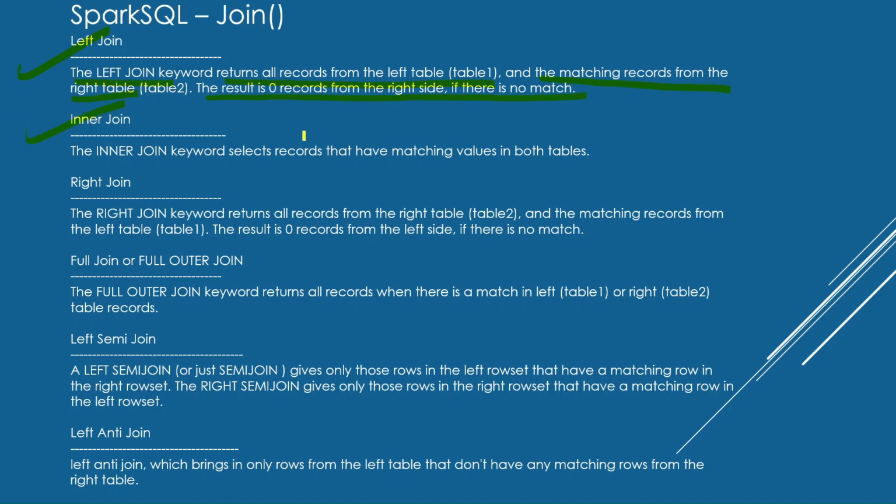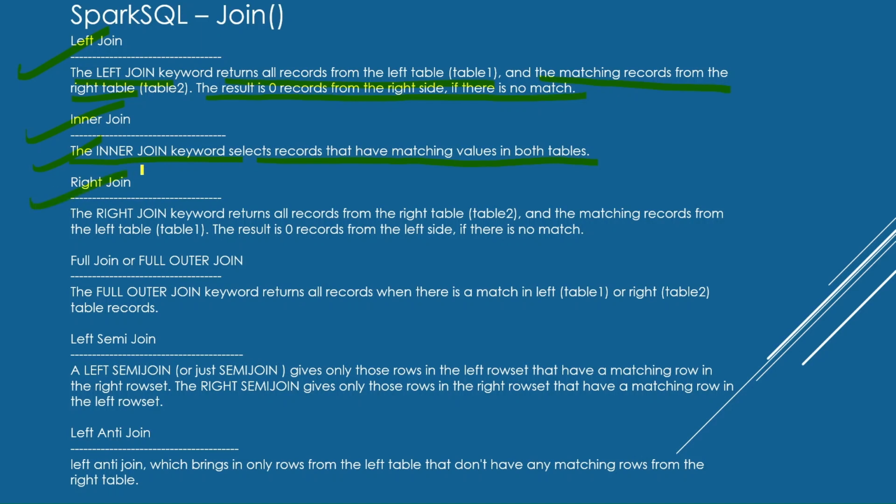Let's discuss the inner join. The inner join keyword selects records that have matching values on both sides. So if we are joining two tables based on a particular column, if matching records are there, then only those records will be fetched if the join is inner. If no records match, then 0 records will be returned.